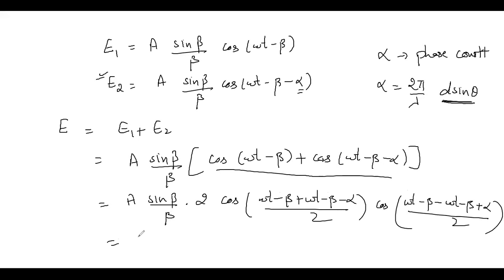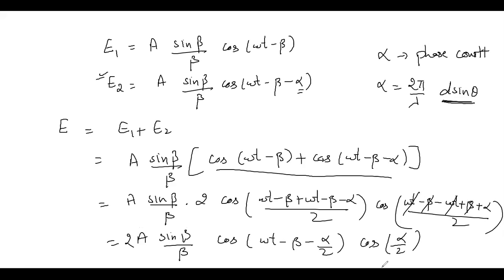And this is nothing but A sine beta over beta. Take the 2 outside, and here you will have cosine of omega t minus beta minus alpha over 2. And in the other term, omega t cancels, beta becomes plus, sorry, it was minus there so it becomes plus and cancels, and you will have cosine of alpha over 2. So this will be your resultant disturbance at any point P on the screen if there are two slits that you are dealing with.